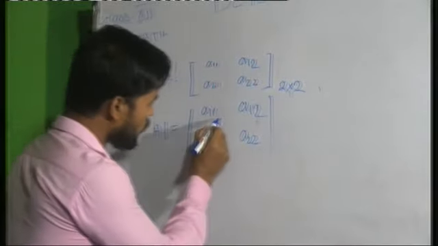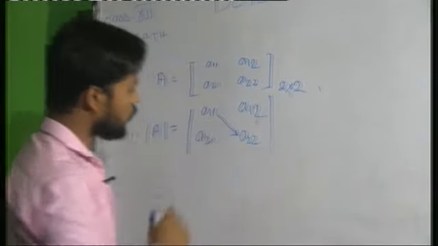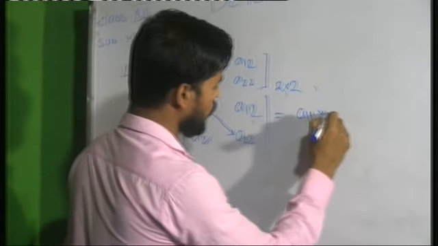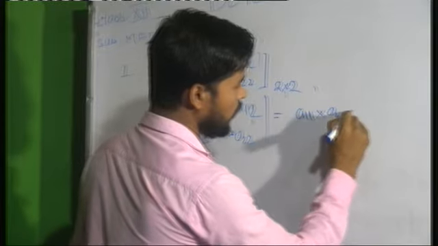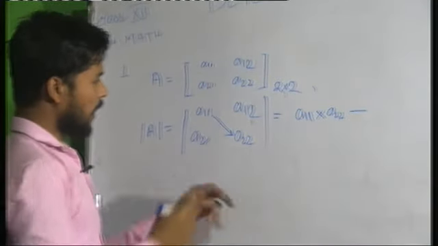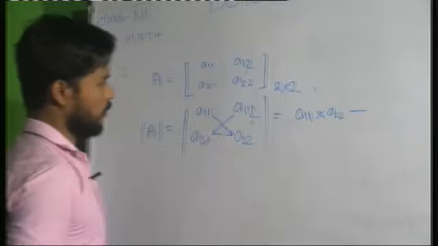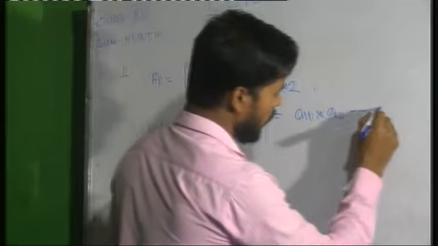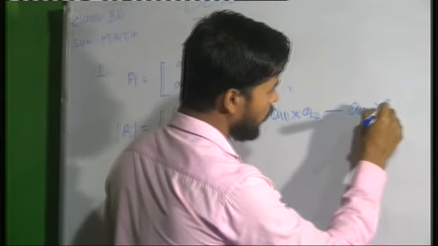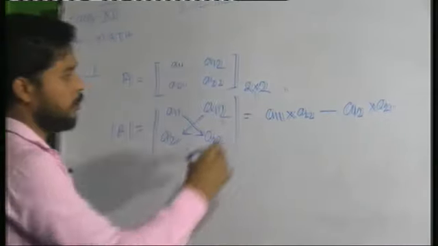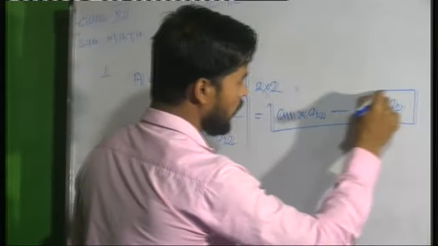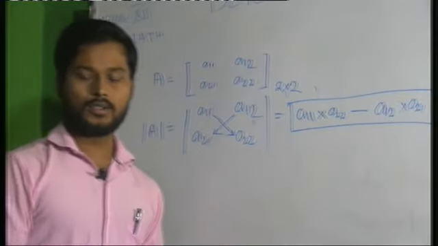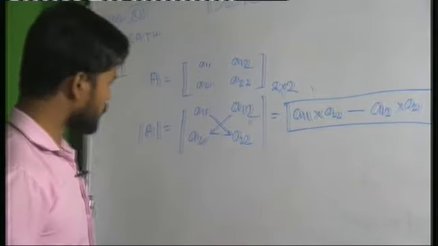First we have to multiply these two numbers diagonally, means a11 into a22, and then put a negative sign, and then multiply these two elements, means a21 with a12, so a12 into a21. This is the procedure how to expand a 2 cross 2 determinant, or a determinant of order 2. Okay, I am giving an example.